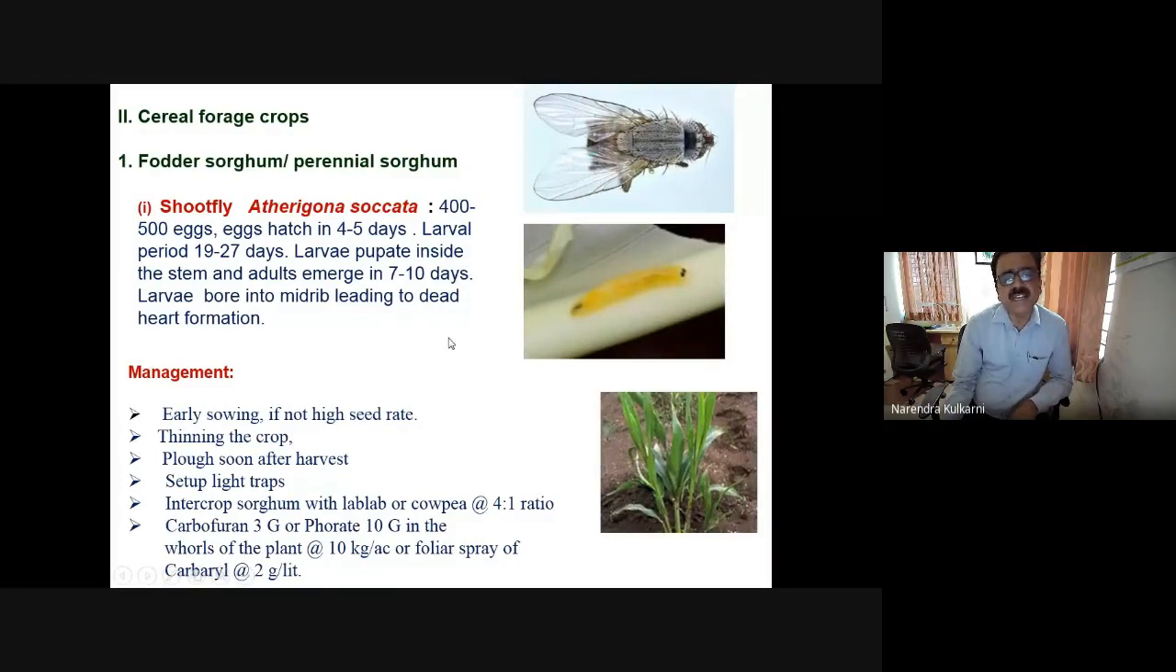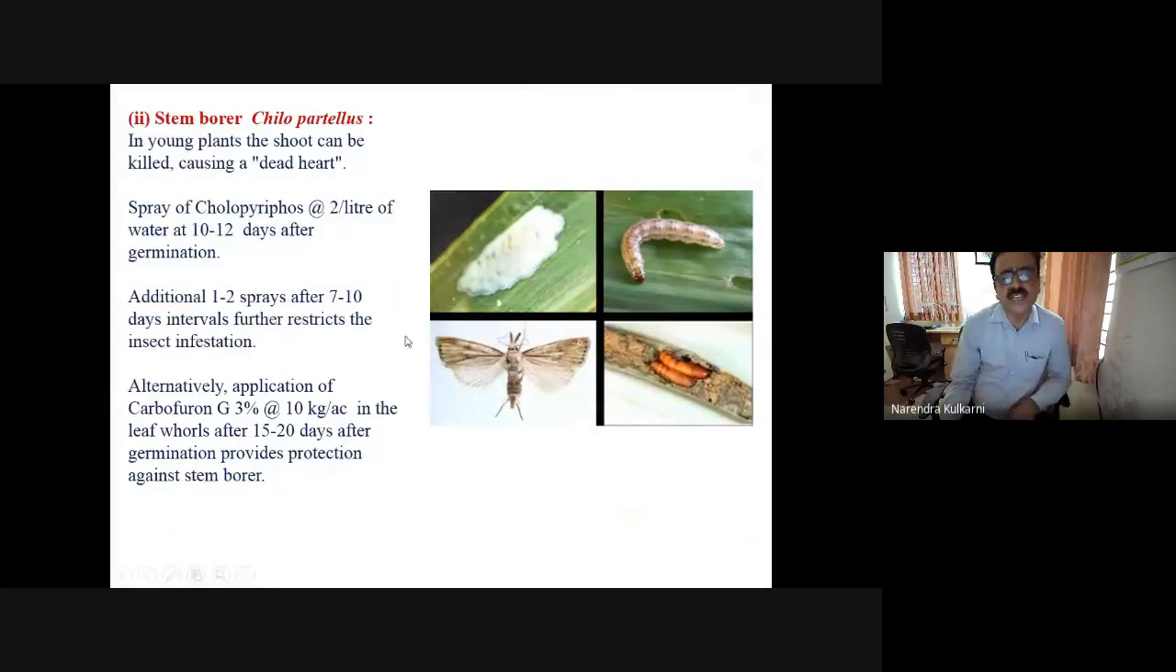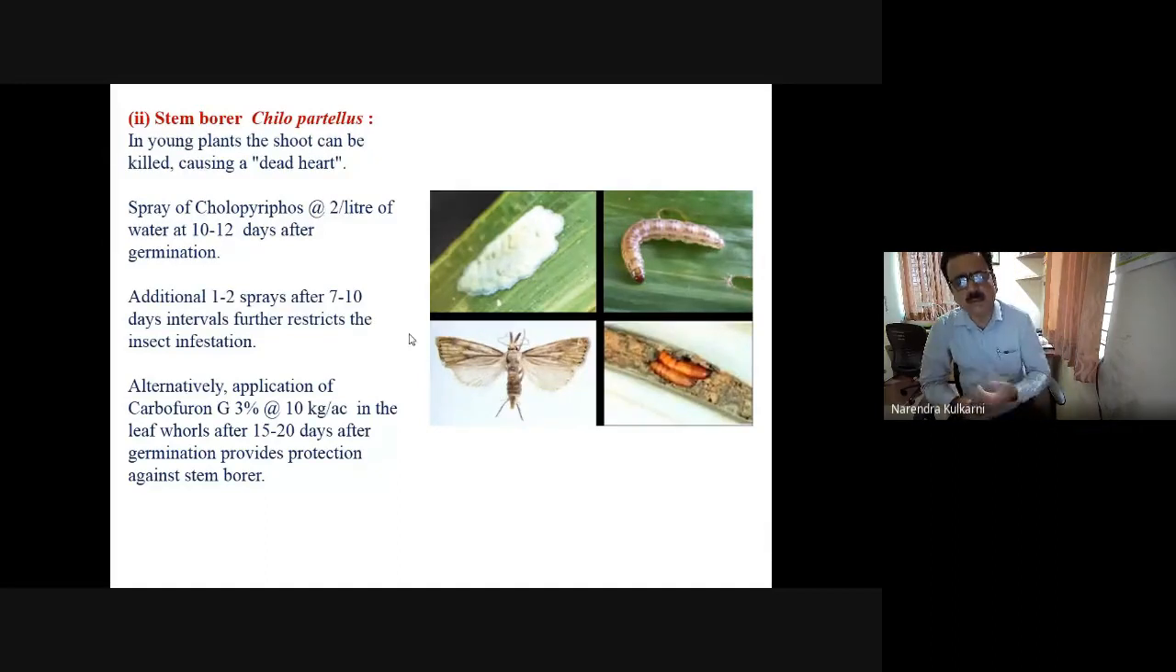Sometimes when the sowing is very late, there will be some chances of shoot fly incidence. Otherwise, with normal timely sowing, the required seed rate and a well-maintained population, we can overcome the problem of shoot fly.